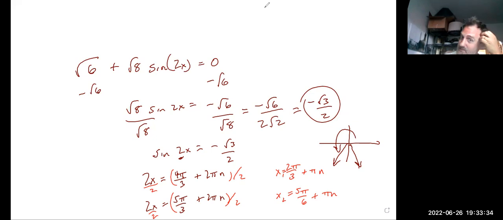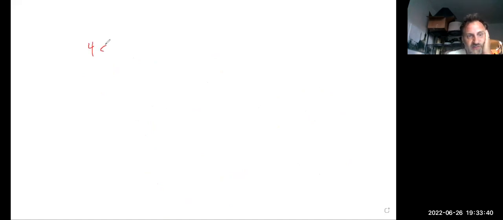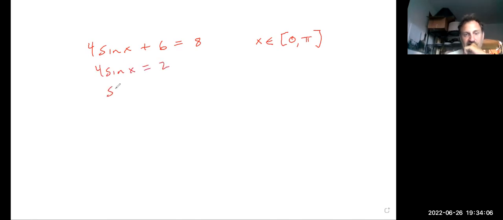The last thing I would say is, let's just do 4 sine x plus 6 equals 8. If the problem provides that x needs to be in a certain range, then that just means that you have to think about only the solutions that appear in that range. I've given a pretty small range here, so it should make our lives a little easier. This is going to be 2, so sine x equals a half. Where does sine x equal a half? We're talking about x equals pi sixths or x equals 5 pi sixths.